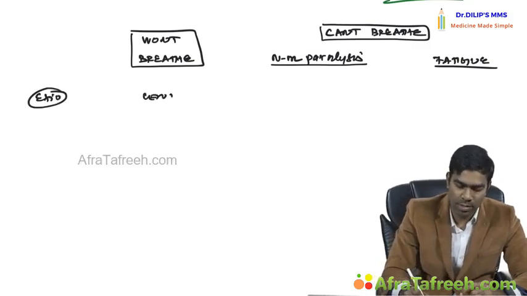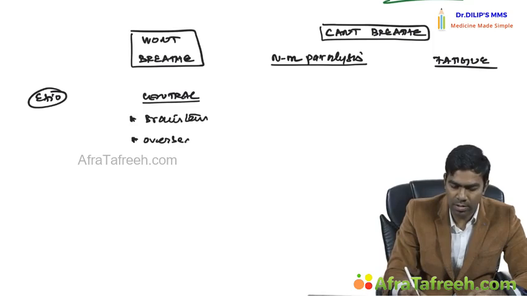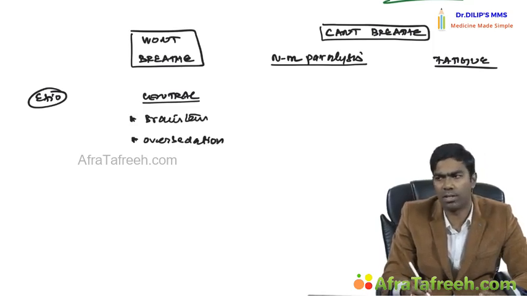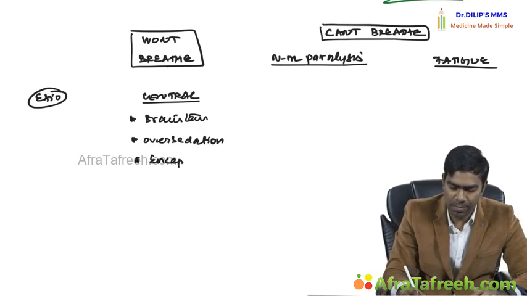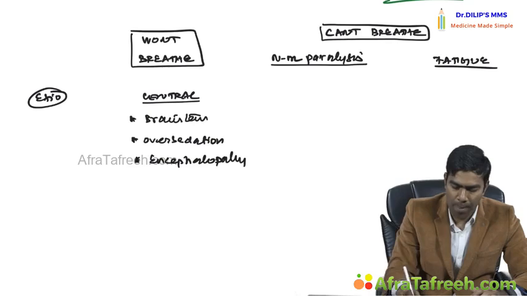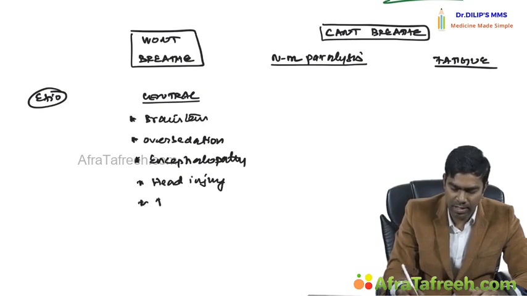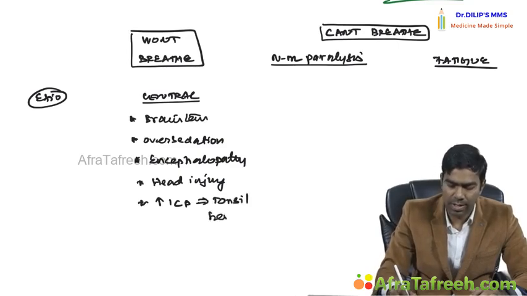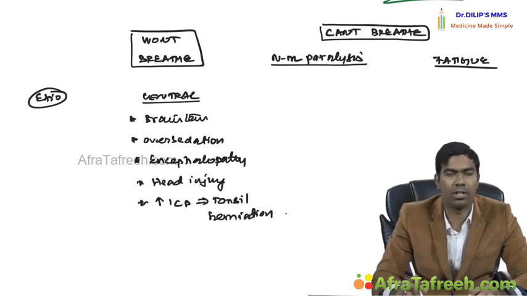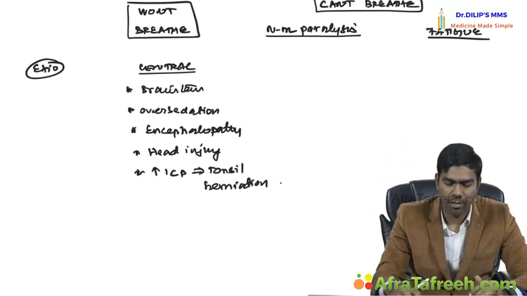So what are the etiologies of patients who won't breathe? Typically I told you these are going to be central causes like brainstem lesions, or over-sedation from narcotic agents or benzodiazepine poisoning, a lot of morphine intake, any over-sedation causes, or any encephalopathy, head injury, raised ICP states, anything that causes raised intracranial pressure, causing typically tonsillar herniation. All these things are going to be central causes of hypoventilation, where the respiratory center is not producing the drive for respiration. That's why they are not breathing.